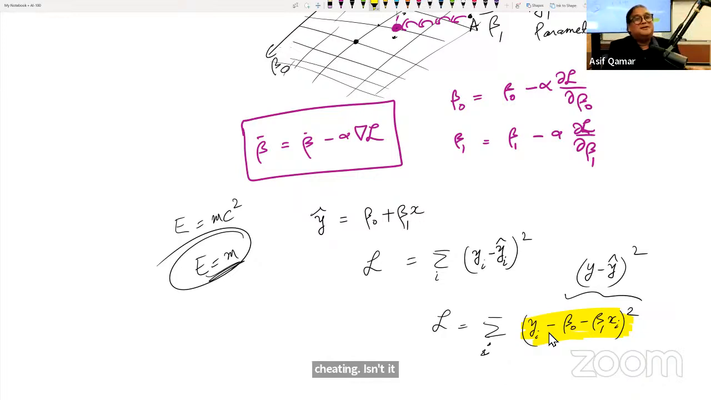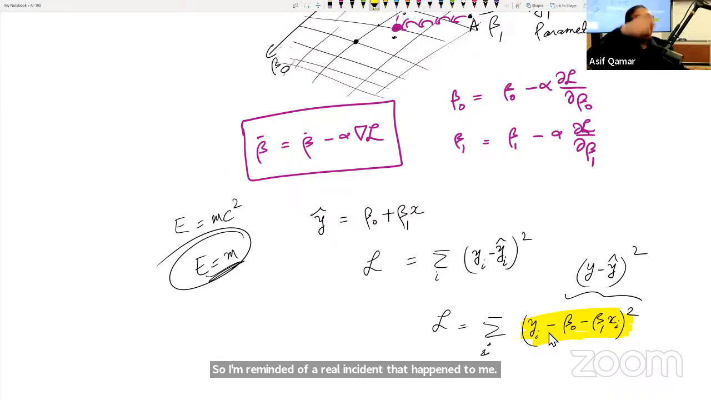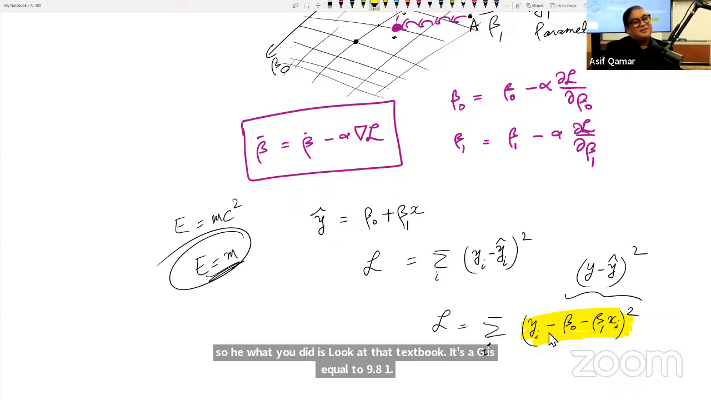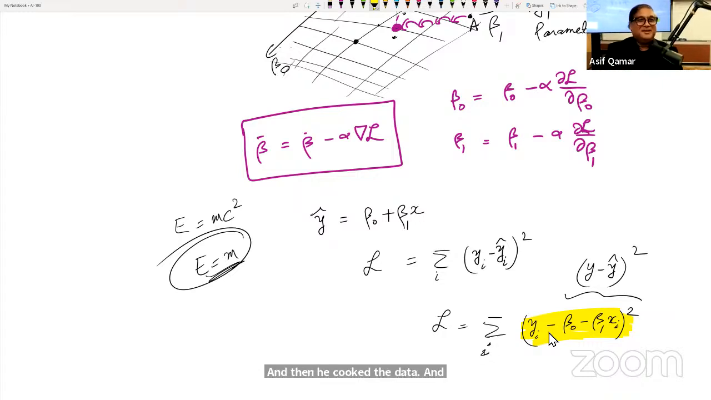So I'm reminded of a real incident that happened to me when I was in IIT. We had the first lab, and as always, first year college students are given a pendulum, and they're supposed to calculate the value of G, gravity. We had a person, I won't name him because he's now a really big shot in India. So what he did is, he looked at the textbook. It said G is equal to 9.81, and then he cooked up the data. And then he said, my lab is done. He didn't put in any effort.